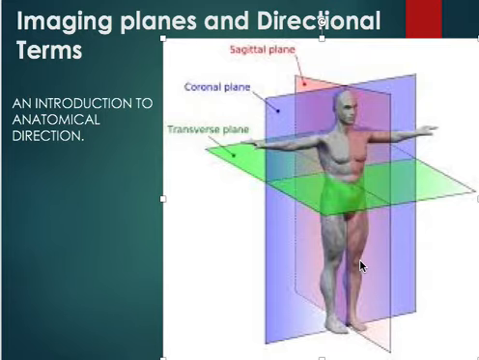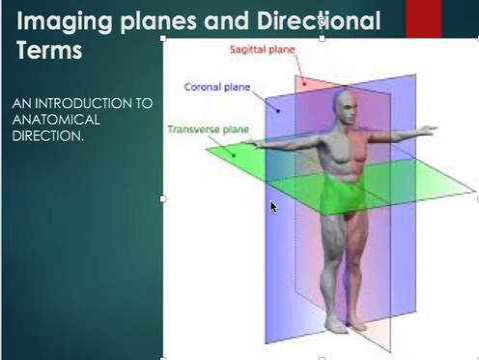So if there's an injury, if there's a laceration, if there's a mass or a lesion, we need to give very specific directional terms or information like that to the radiologist so they know exactly where that is occurring in the body. It's going to give them a better understanding of what's going on with the patient and help them diagnose them.